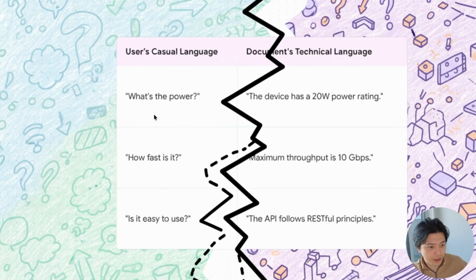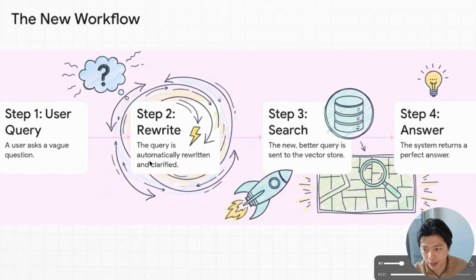Users ask questions in casual language. Documents are written in technical language. And your vector search cannot bridge that gap on its own. Today, we fix that: 3 techniques that teach the pipeline to rewrite bad queries before they ever hit the vector store. By the end of this video, you will have all 3 implemented and a router that picks the right one automatically. Let's get into it.